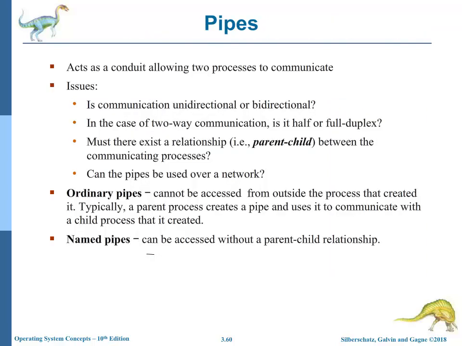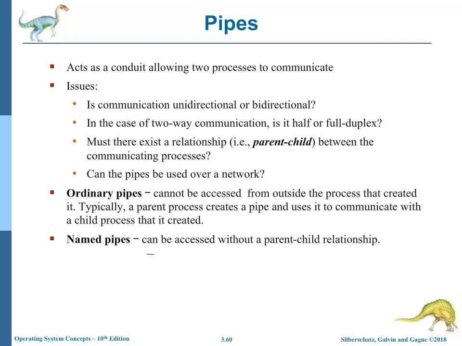A pipe is a technique used for inter-process communication. A pipe is a mechanism by which the output of one process is directed into the input of another process. Thus, it provides a one-way flow of data between two related processes. We will explore two common types of pipes used on both Unix and Windows systems: ordinary pipes and named pipes.